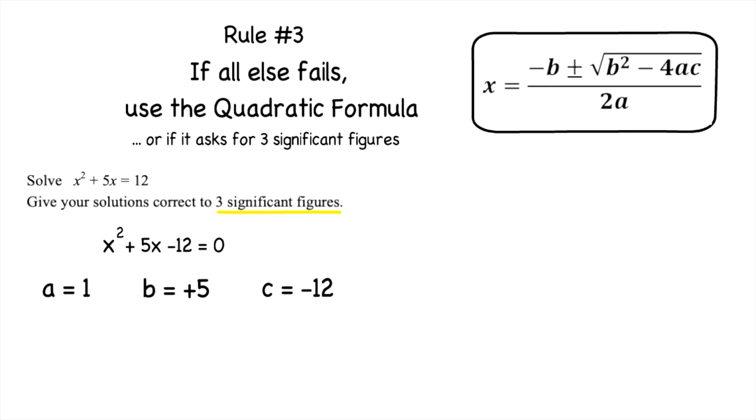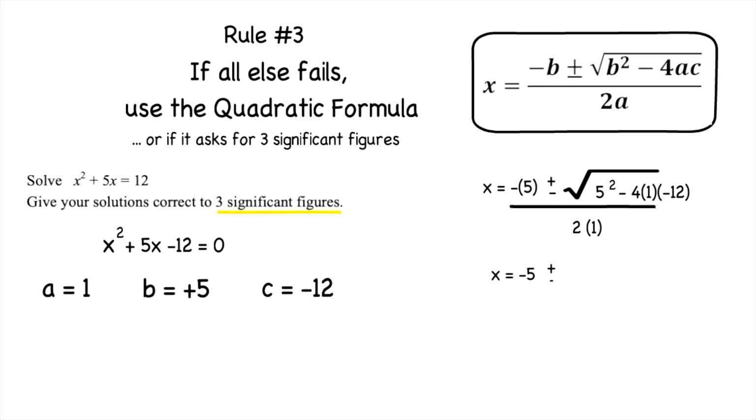Next, I want to rewrite my quadratic equation, but I'm going to replace all of the A's, B's and C's with the numbers that we've just written down. And then when I simplify that, I will get minus 5 plus or minus the square root of 25 plus 48, because minus 4 times minus 12 is a positive 48, and then all of that divided by 2.